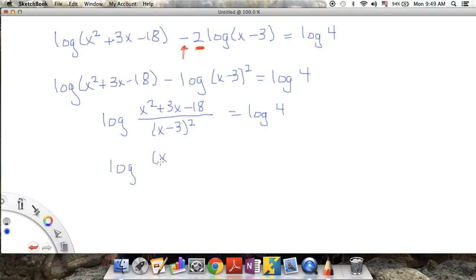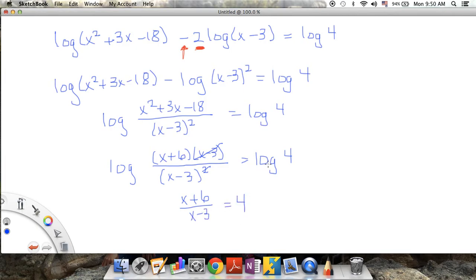The top factors nicely. So we can now see that we can simplify that further by canceling things out. You also notice we're taking the log of both sides. So if you're going to take the log of both sides, then whatever you're taking the log of on both those sides has to be equal to each other. So we really don't need the logs anymore. We can just say that x plus 6 over x minus 3 has to equal 4.